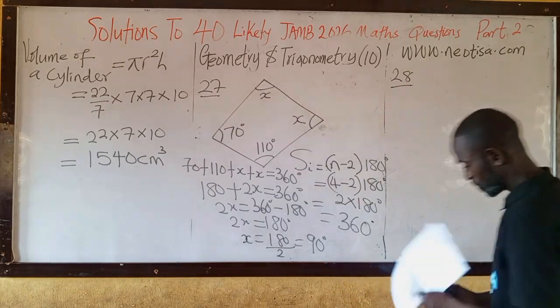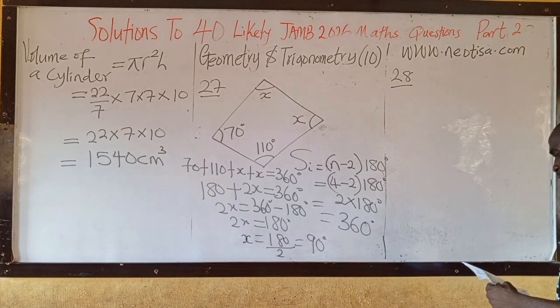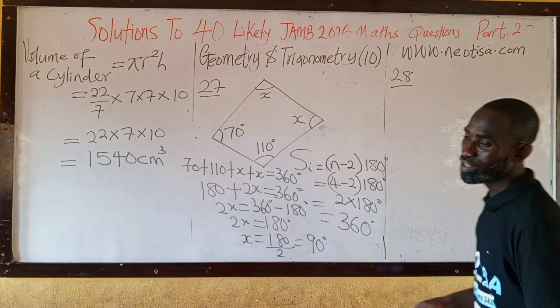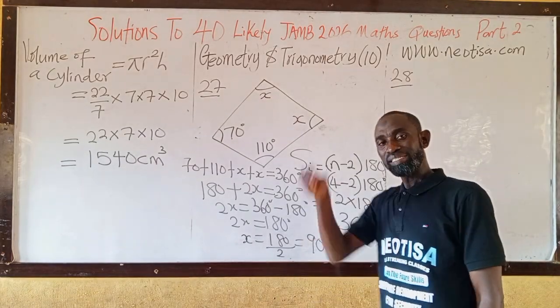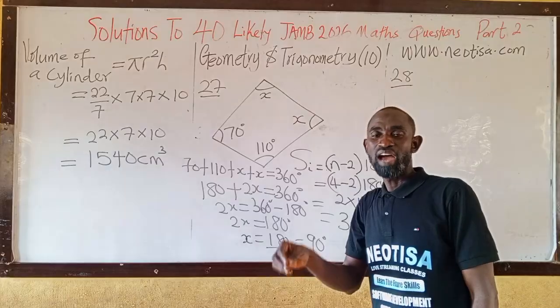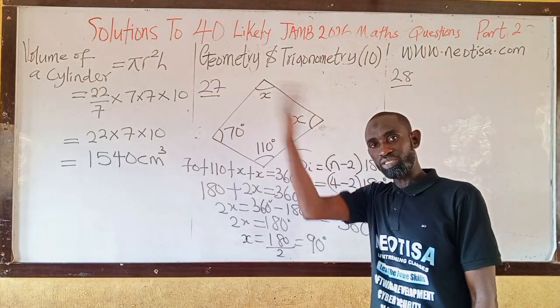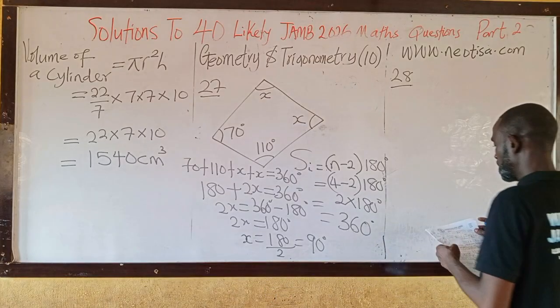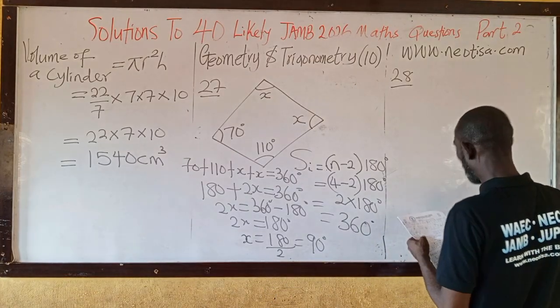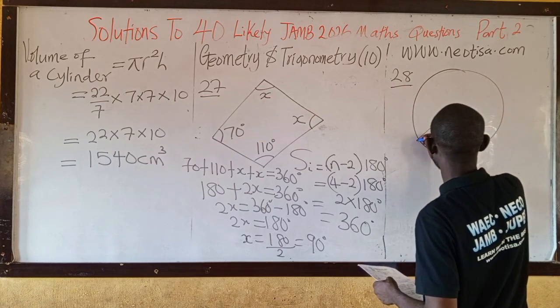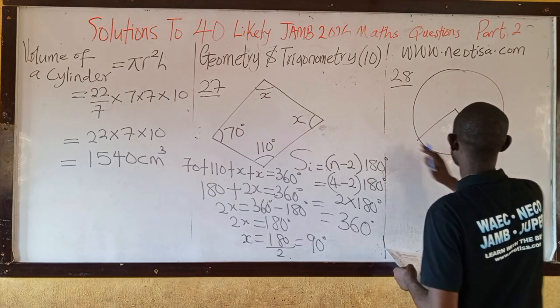Question 28 says an arc of a circle subtends an angle of 140 degrees at the center; find the angle at the circumference. This is what we call a circle theorem question. Angle at the center is twice the angle at the circumference. That's the first circle theorem. So we have this angle of 140 degrees at the center.